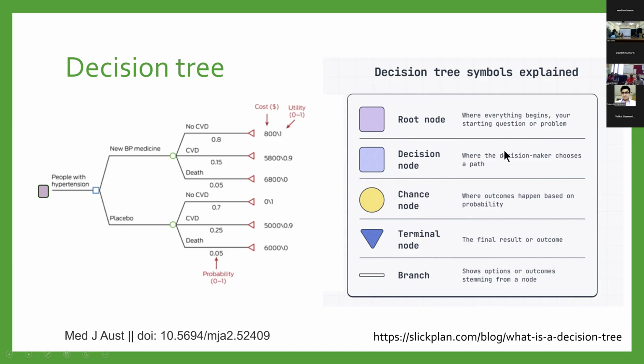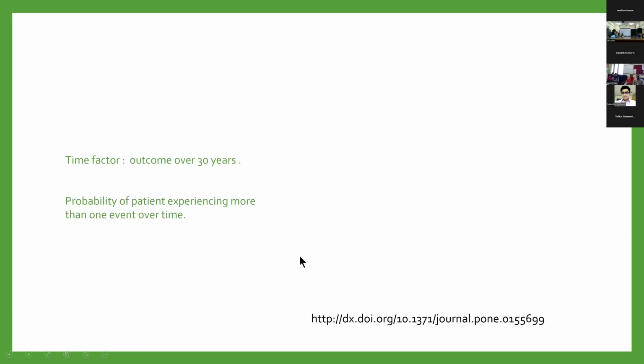Then the circle is called the chance node, where the outcomes happen based on probability. So here, 80% probability of no disease, 15% of cardiovascular disease, and 5% of death. And this triangle is the terminal node, where you get the final outcome or the result. And these lines are the branches. This is like a tree. You have a root, you have nodes and branches, and you have a terminal leaf node. So this is called a simple decision tree. Visually, you can see what is more cost effective.